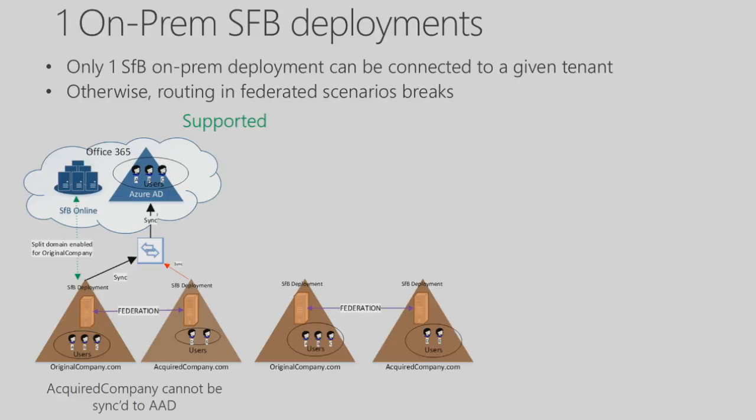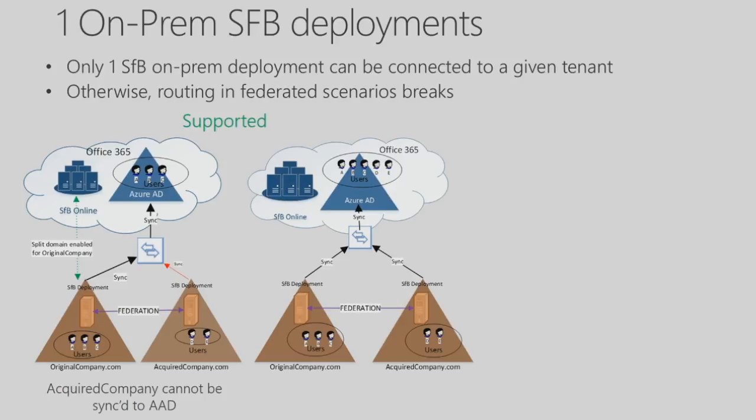You might have two on-prem deployments. You've got federation between them. You get a tenant. You dir sync both of them. That's OK. What's different here? You're not actually using Skype for Business Online, right? There's no split domain enabled. You're not actually moving anybody into hybrid.